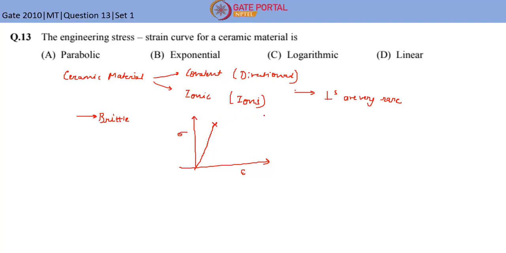If you imagine, let's say I have one negatively charged ion, and on top of that a positively charged ion. If I want to make slip occur in ceramic material, these positive ions will come on top of the negatively charged ions. This is not energetically favorable. Hence we don't see slip in ceramic materials, and it is very easy to generate a crack rather than deform using slip. Hence the correct option for the ceramic material is option D.